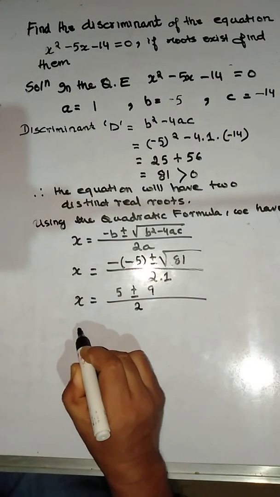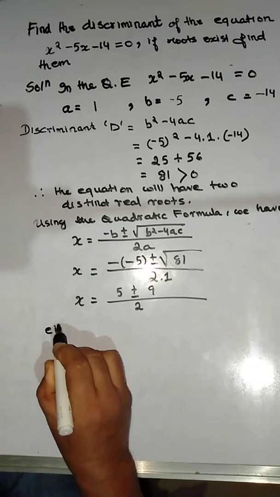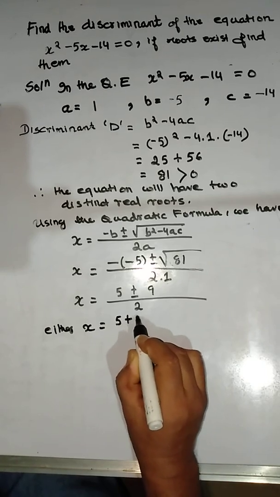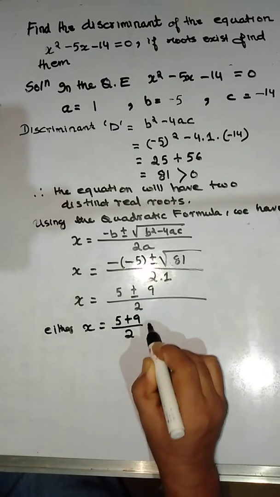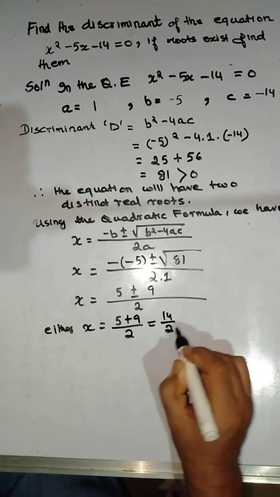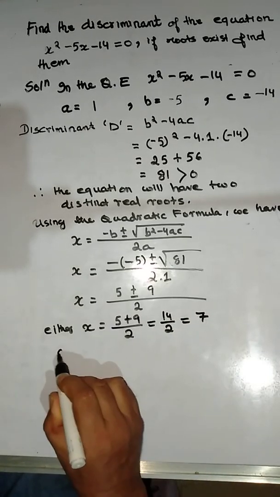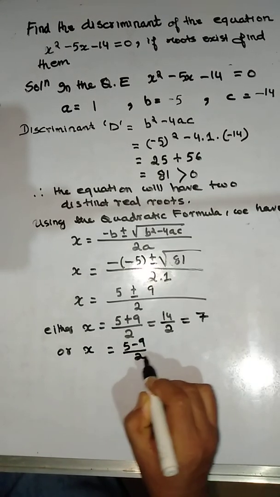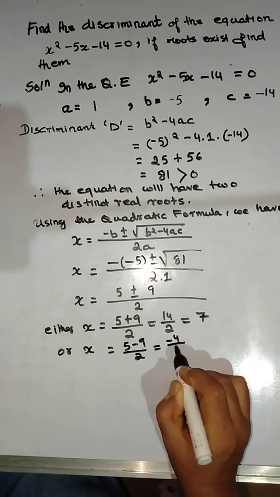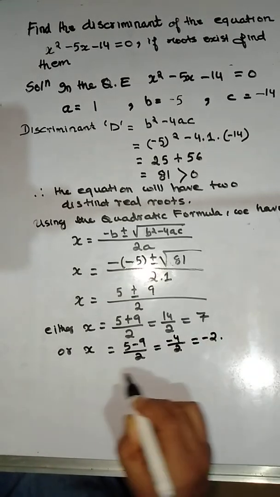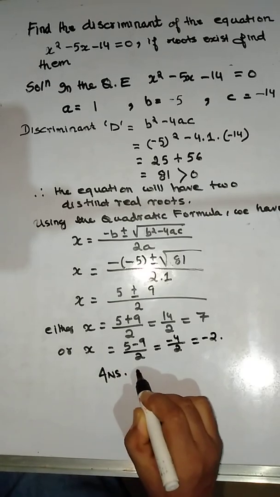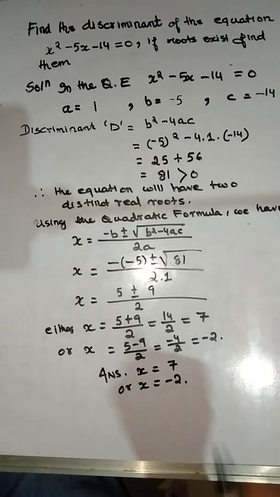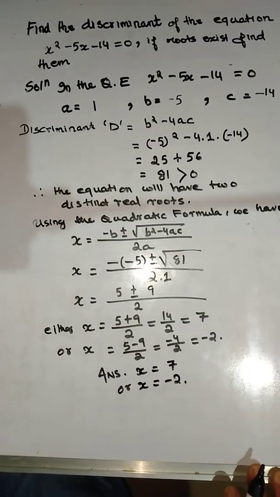Then here you find the roots. Either x is equal to 5 plus 9, we take the plus first, upon 2, which is equal to 14 upon 2, which is equal to 7, or x is equal to 5 minus 9 upon 2, which is equal to minus 4 upon 2, which is equal to minus 2, and declare your answer as x is equal to 7 or x is equal to minus 2, and you have completed your equation.